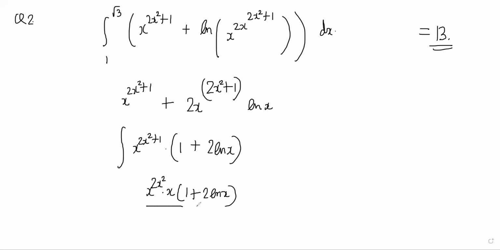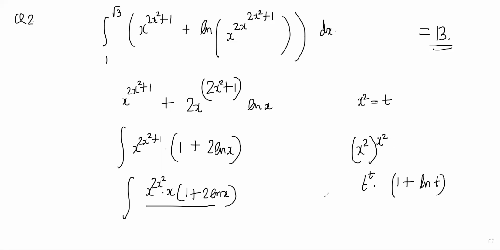Here you substitute what? X squared as t. So x squared is t, and this becomes t power t. And 2 ln x is ln x squared, so that's also ln t. 1 plus ln x square is 1 plus ln t. X dx is dt by 2.